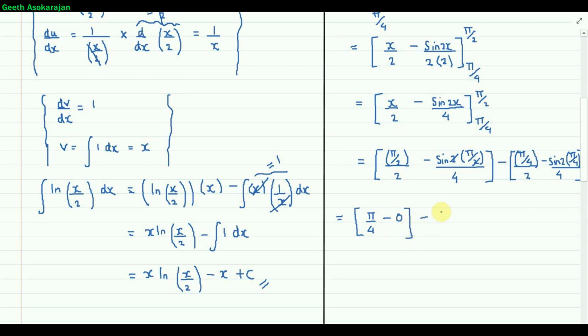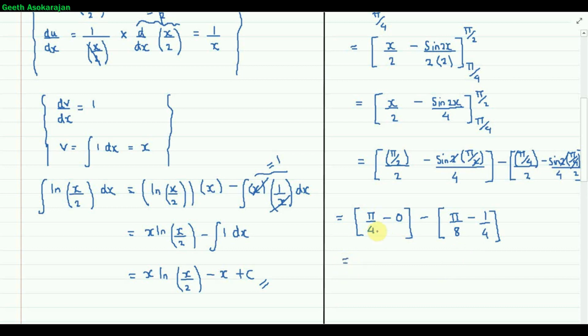Minus, so let's figure out the second bracket. Pi over 4 divided by 2 is pi over 8. This 2 will cancel with the 4 twice. And if you calculate sine pi over 2, which is the same as sine 90 in degrees, you should get 1. That's a standard result. So minus 1 divided by 4. The 4 comes from the denominator.